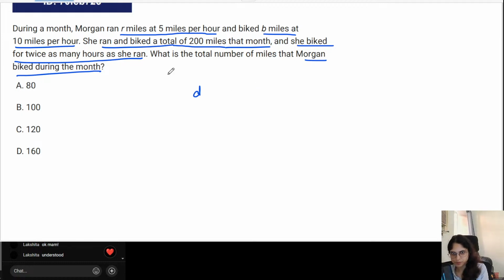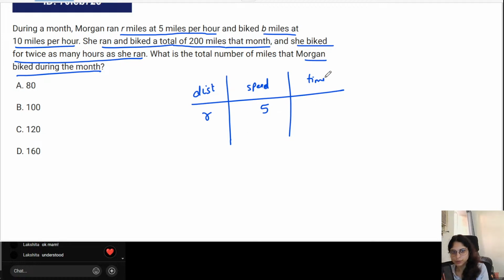So I will write distance, speed, time. And distance is speed multiplied by time. This is R, this is 5. We do not know the time, so this could be written as distance over speed: R over 5. For B, 10, this is going to be B over 10.